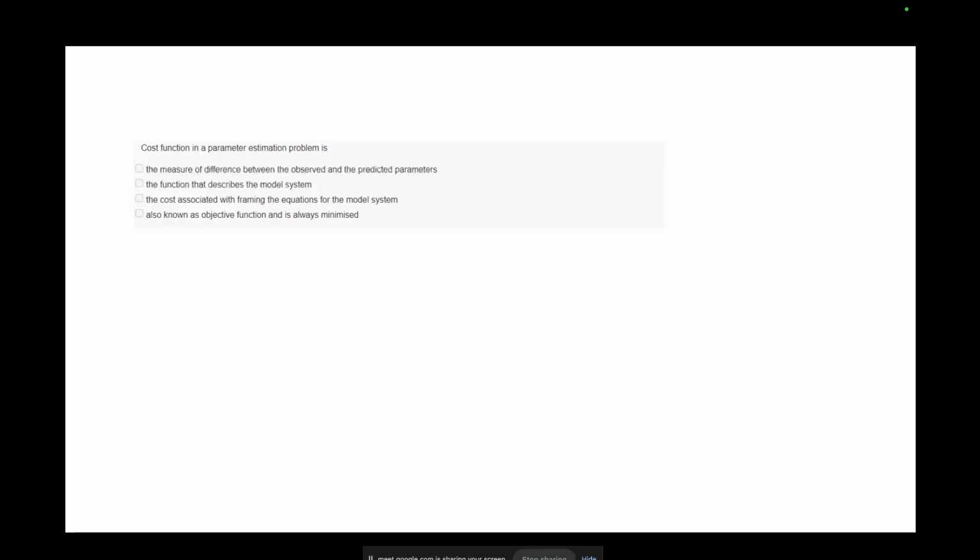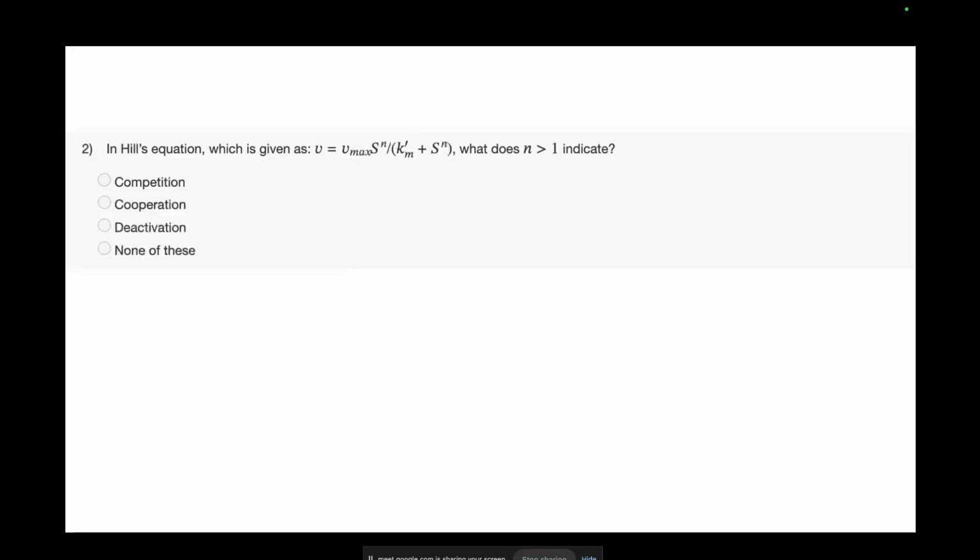This is the difference between the observed and predicted states. Yep, and the last answer is also correct. It's known as the objective function, and it always has to be minimized. Because the cost function is, as you correctly said, the difference between observed and predicted values. So to get the best model, you need the difference to be as low as possible. So you always want to minimize this particular function.